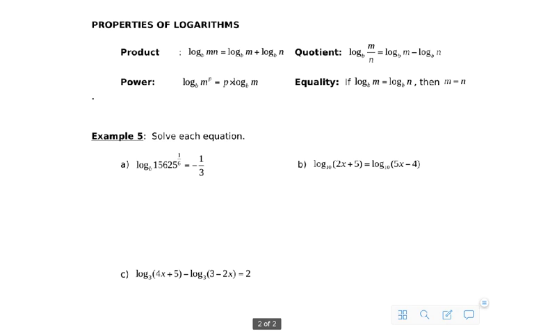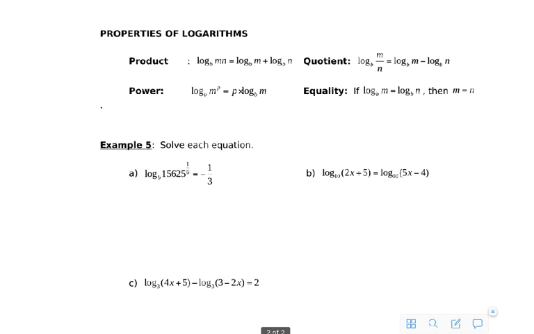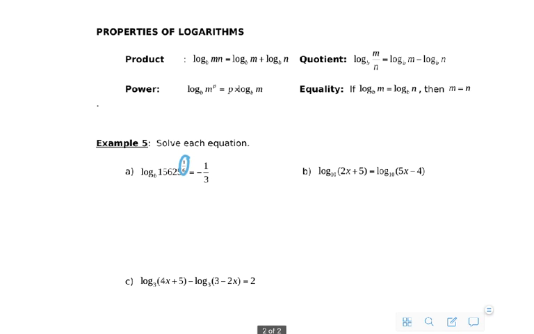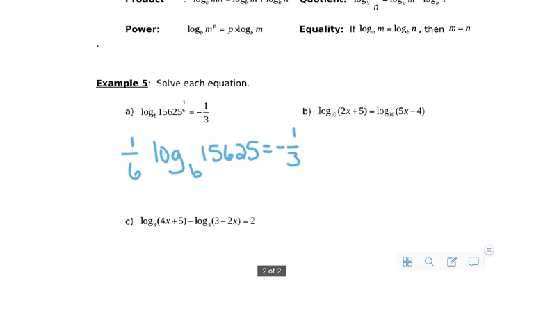So in problem number 5, in order to solve part A, the first thing that I would do is I would take that 1/6 power and I would put it in front of the log. That's the power rule. And then I would get rid of the 1/6 by multiplying the other side by 6. So I would get the log base b of 15,625 is equal to -2.